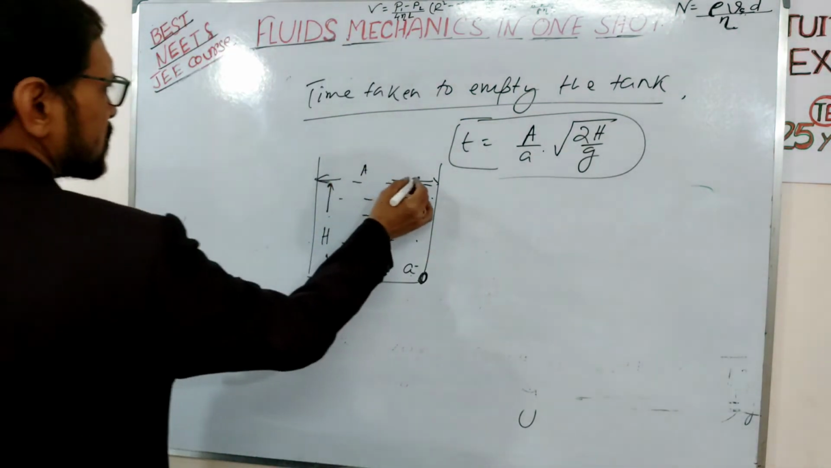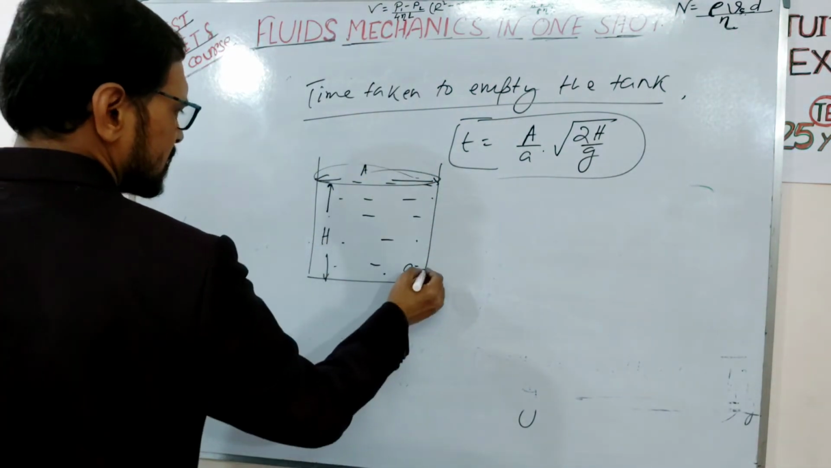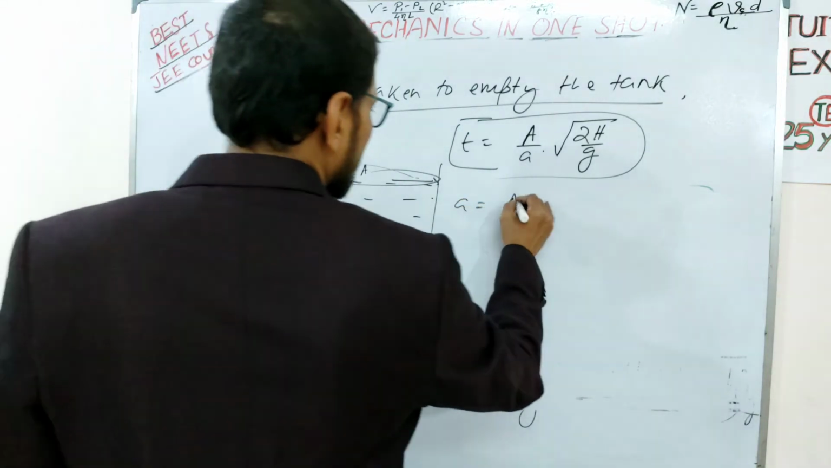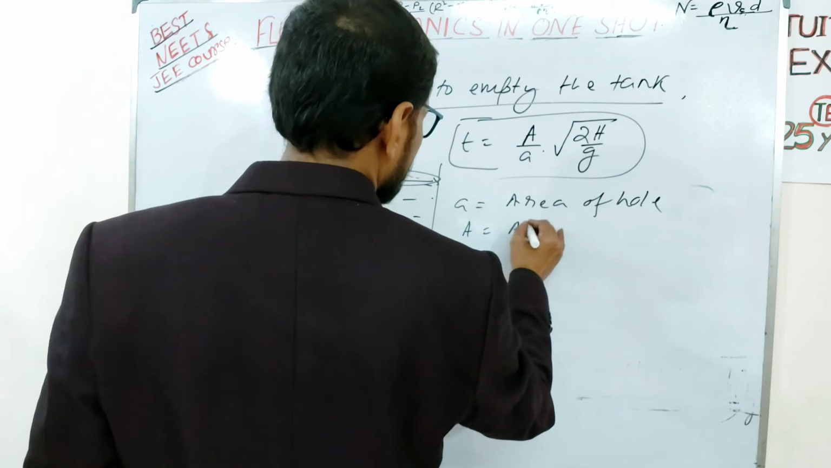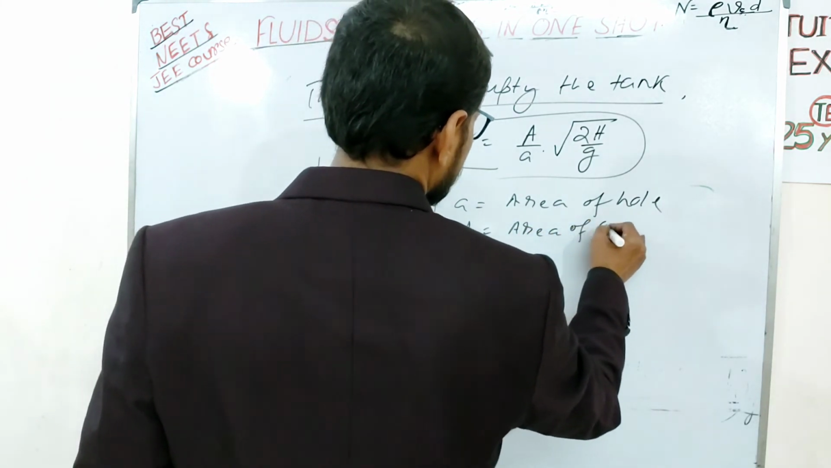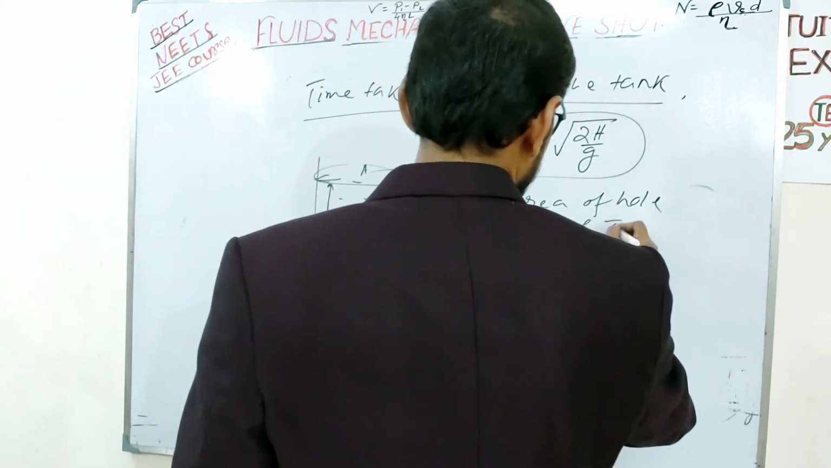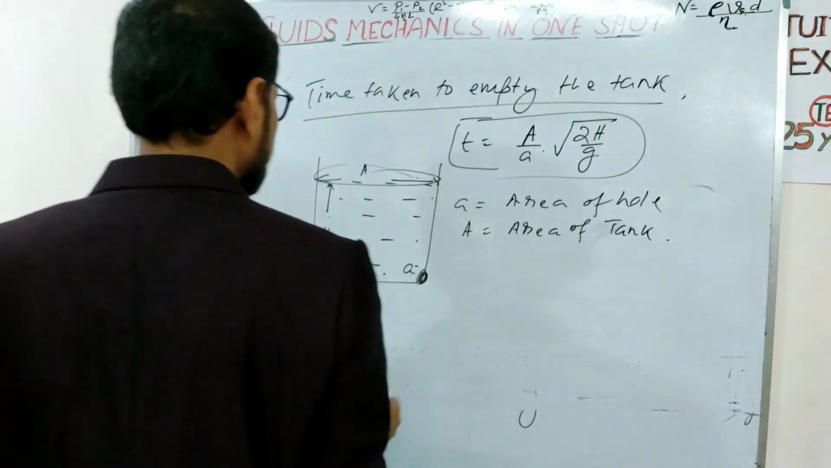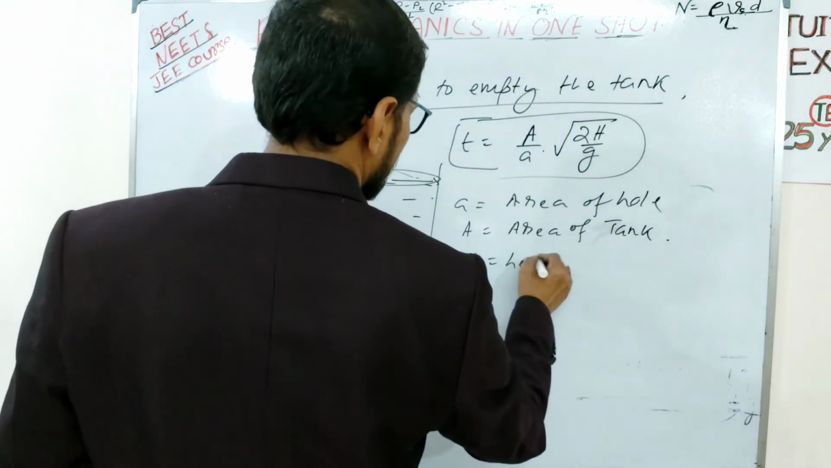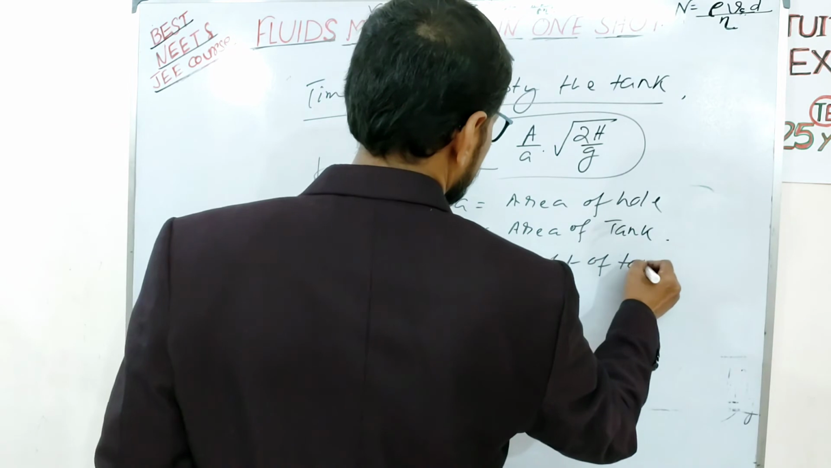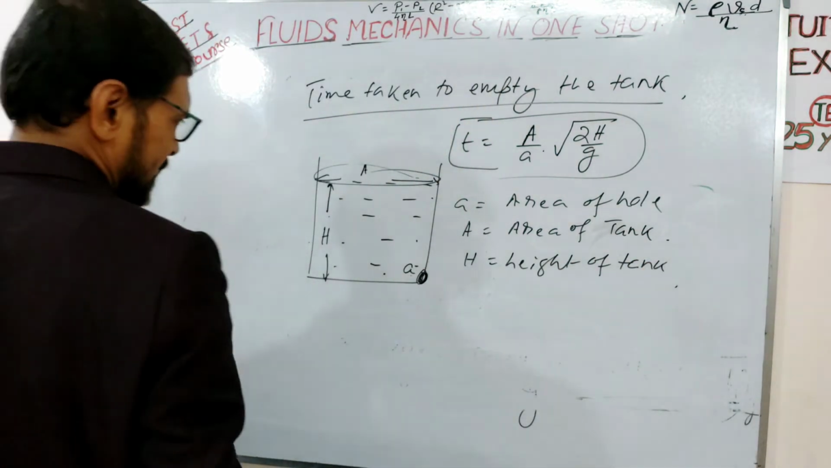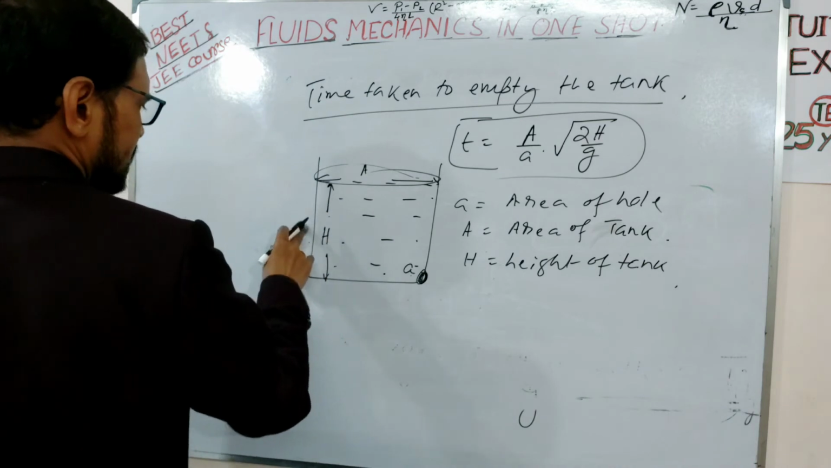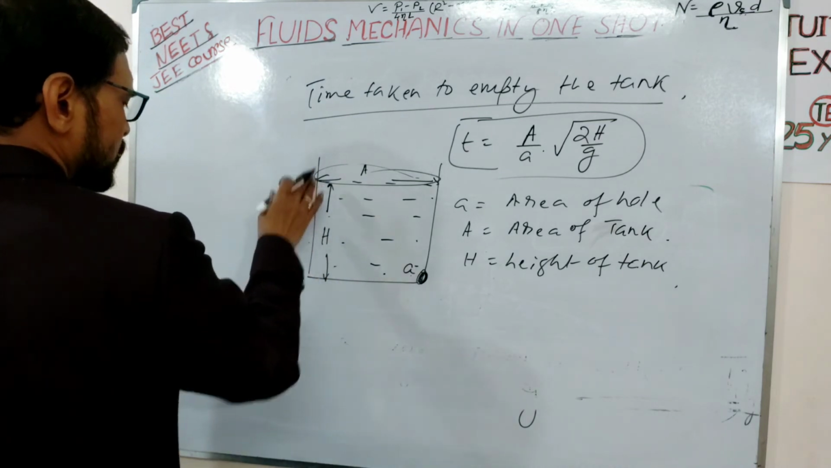A is the area of this portion, small a is the area of the hole, capital A is the area of the surface, area of the tank, and h is the height of the tank. This is the formula. So suppose this h is from the surface, from the ground.